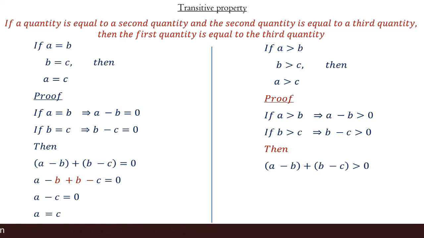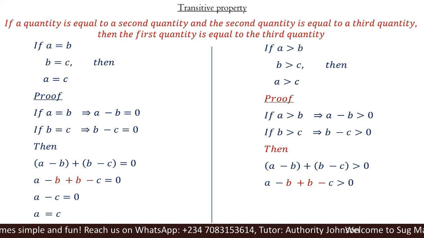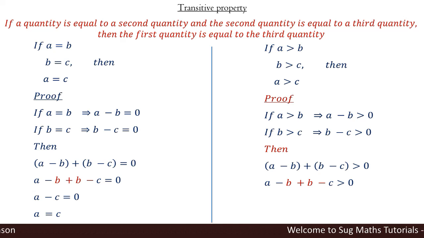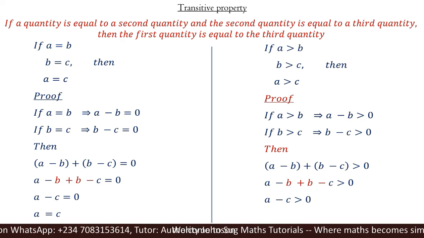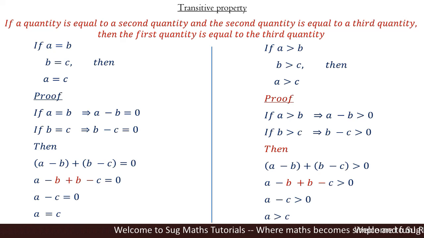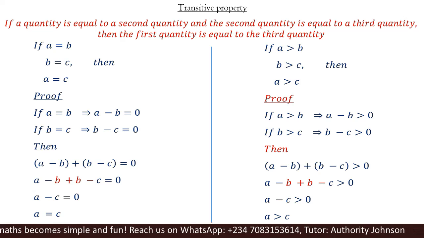Open this bracket. We are going to have A minus B plus B minus C is greater than 0. Minus B plus B is 0. So here we have A minus C is greater than 0. Take C to the other side. We have A is greater than C. Hence the proof. So this is what we call transitive law.